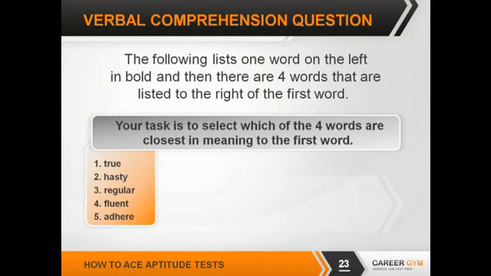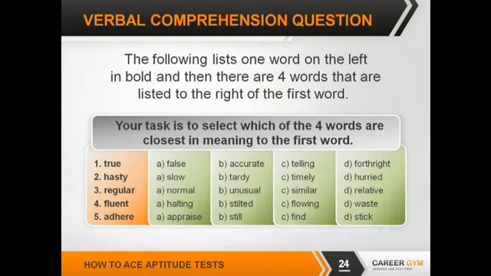So here is the list of first words: true, hasty, regular, fluent, and adhere. And here is a list of alternate options, and you need to choose which one most closely matches the meaning in the first column. I'll give you a moment just to have a look through those. Remember, you can exchange ideas on the chat board. Each of these would count as a separate question, so you would get 1 point for each that you got correct, 0 points for every one that you got incorrect.